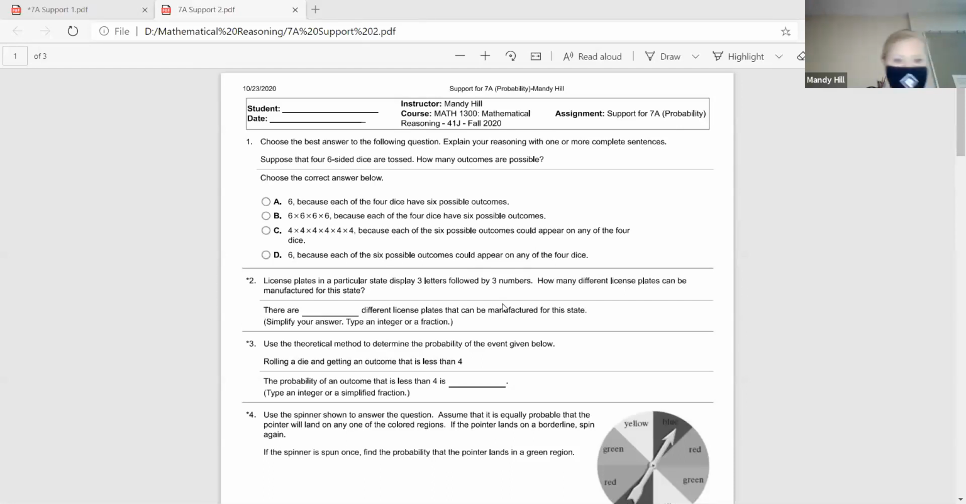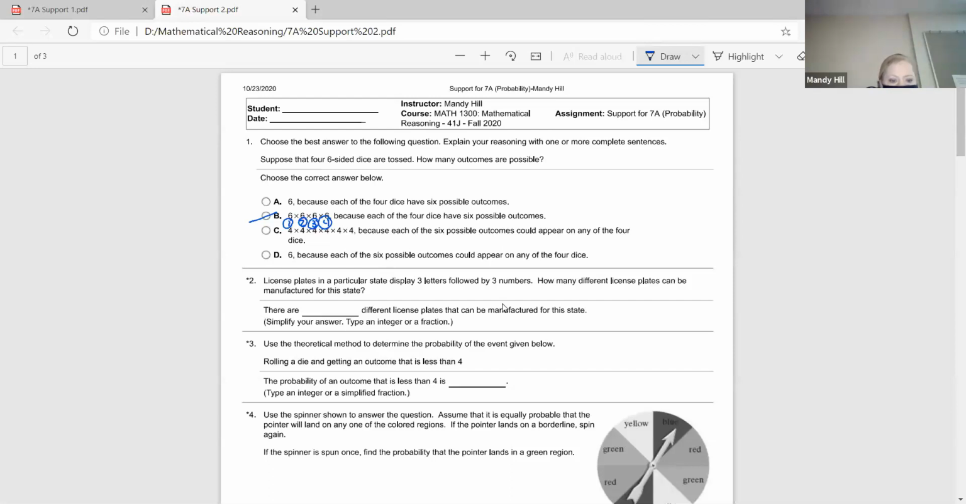Okay, well, the correct answer is B. Because every dice has 6 sides, right? So this represents one of the dice. This is another dice, another one. These would be all 4 of them, and they all have 6 possibilities on each one of them. And this is the reason. So it would be 6 times 6 times 6 times 6 because each of the 4 dice have 6 outcomes. Okay, does that make sense? That's why we would want to pick that.